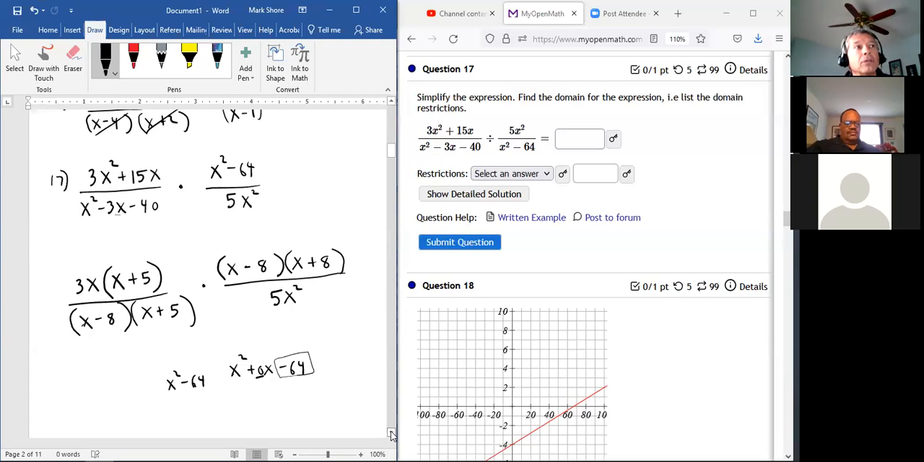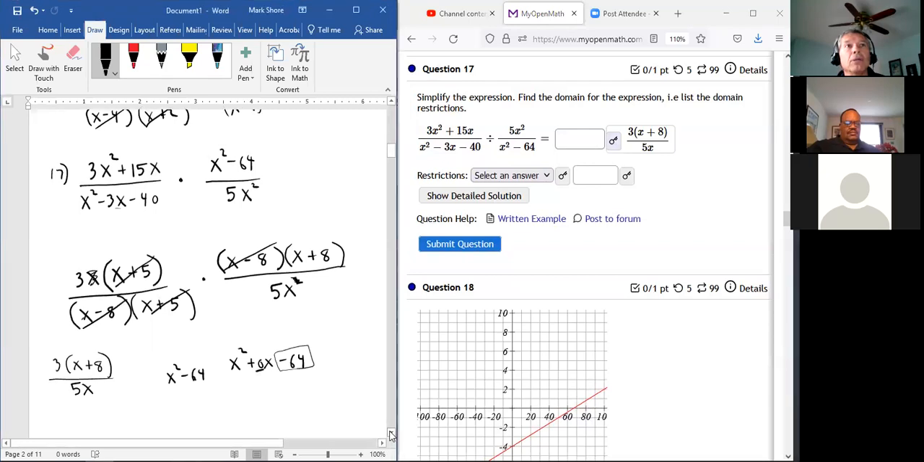Then at this point, crossing out like terms: the x minus 8 with the x minus 8, the x plus 5 with the x plus 5. And we can cross off one of these x's with one of these, so that knocks us down to the first power. So the only thing we're going to have left on the top is a 3 and an x plus 8. And on the bottom, the only thing we have is a 5x. So that's going to be the answer to this first one right here.